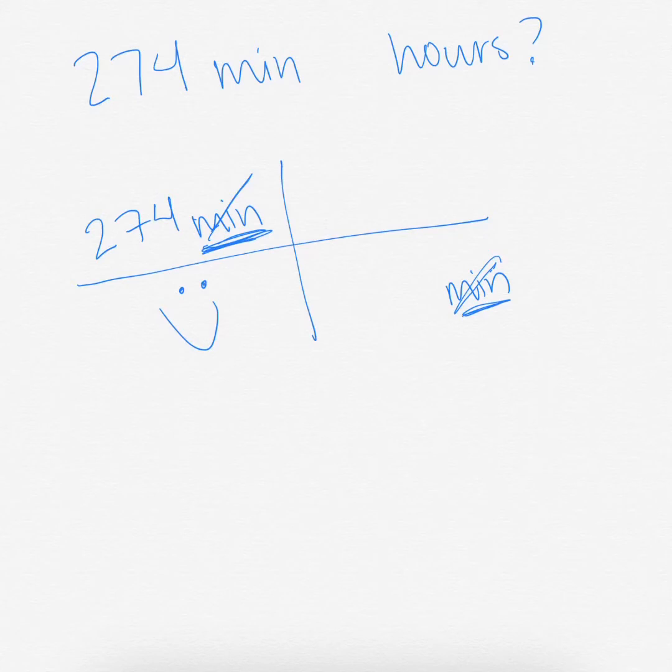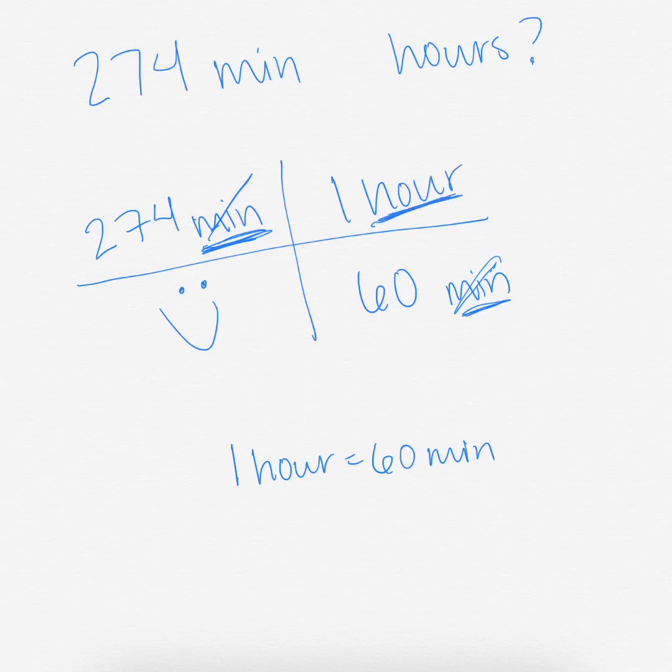So what do we know about minutes and hours? What is our conversion factor? Well, we know that 1 hour equals what? 60 minutes. So I'm just going to plug that in. 60 minutes equals 1 hour. Hour is what we're looking for, so that's always going to go in this top right box. My T-chart's completed, so I can go ahead and solve.